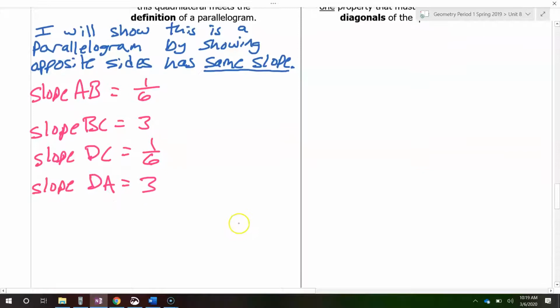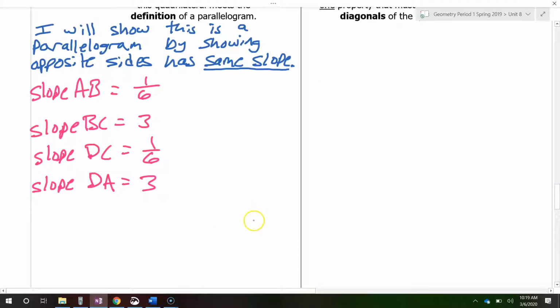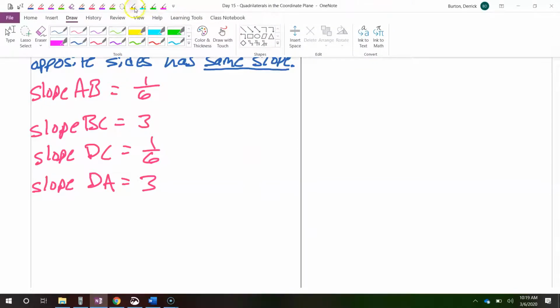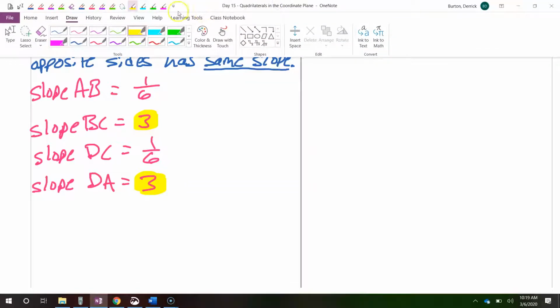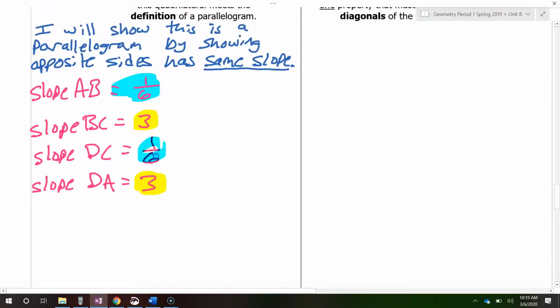Which is 3. All right, as you glance at these slopes, what do you notice? They're two pairs of the same. Yes, and because we went in order, you can see that it goes every other one. Like these two, and then the 1/6 and the 1/6, those slopes are the same. They're not consecutive. That's why they're skipping like this, okay? So this is showing that opposite sides have the same slope. Opposite sides are parallel. So now we can do the conclusion.